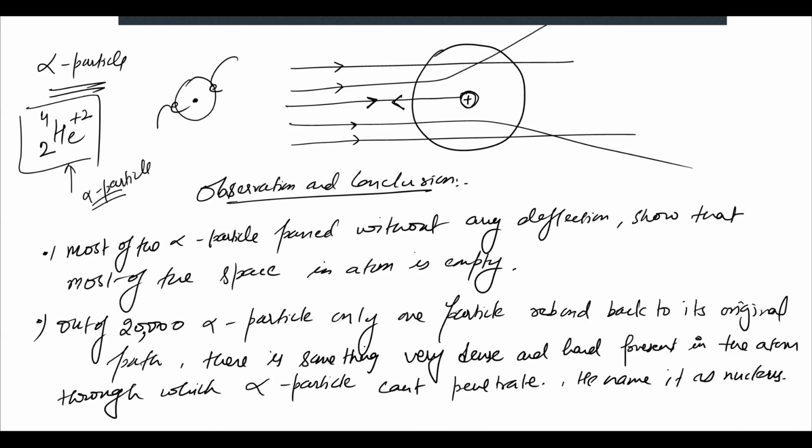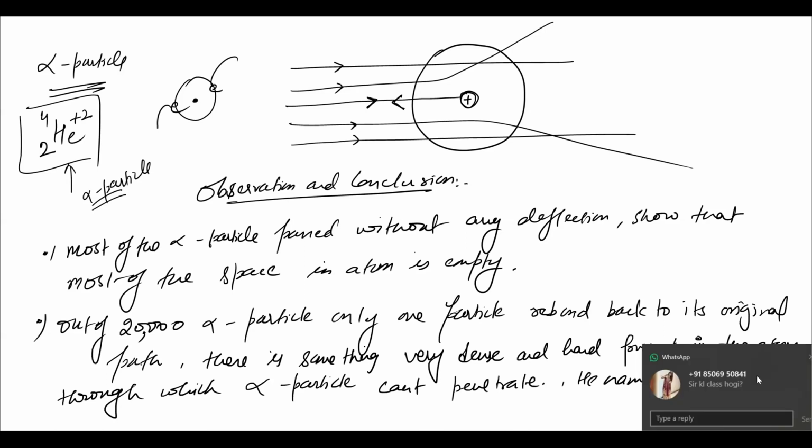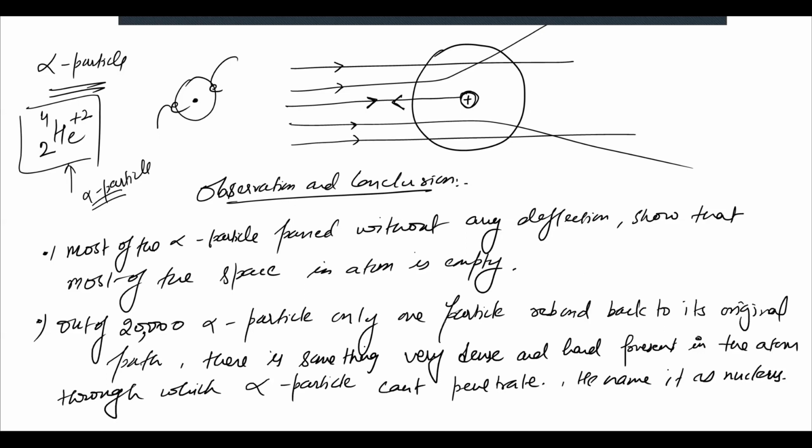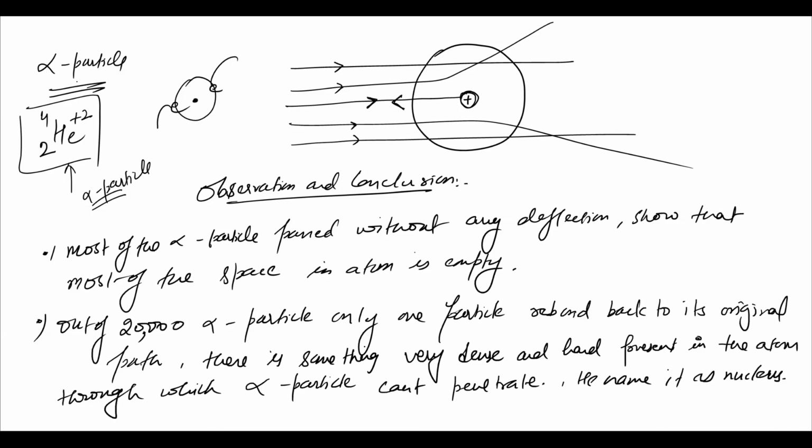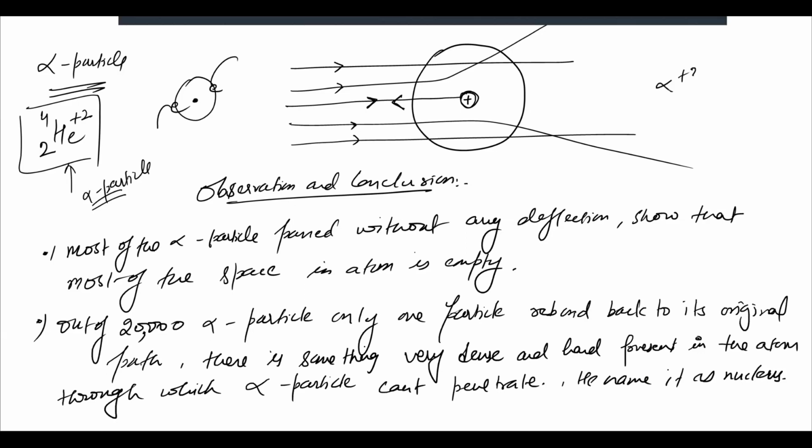And he called that it is the part around which the electrons are going to revolve. And the next observation was this one. What was the next observation? Some of the alpha particles were deflected at a small angle, which means there is some charged particle present in the atom through which alpha particles get deflected. Because alpha particles are already positively charged, if there are electrons, it will be attracted towards the electrons, and if it is a positively charged nucleus, then it will be deflected by the nucleus.